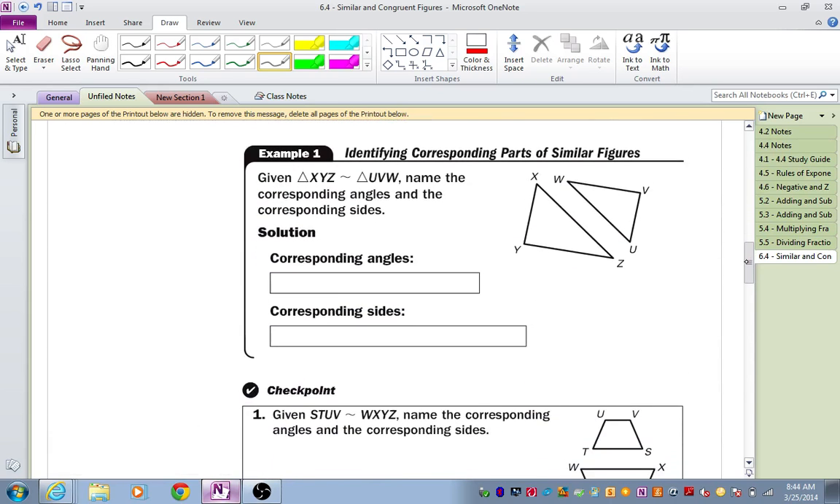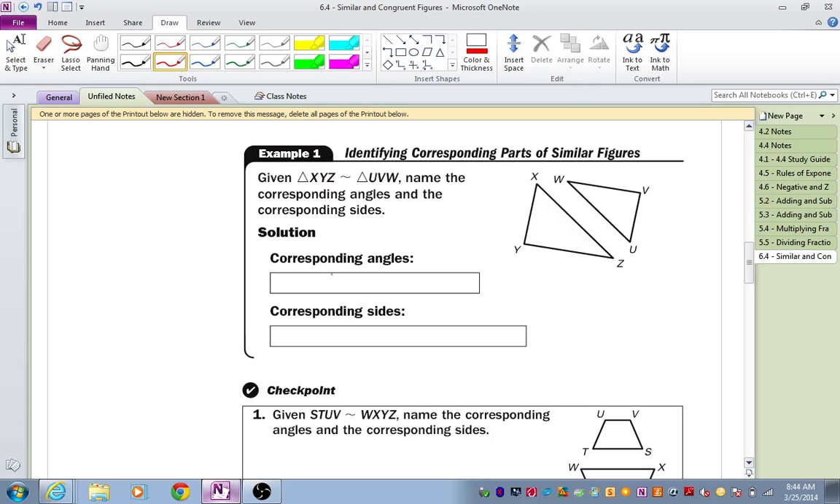Okay, next page. So we have two triangles. It tells us that triangle XYZ is similar to triangle UVW. We want to name the corresponding angles and the corresponding sides. So we're just listing some information here. Now we could go by diagrams. However, that can be tricky sometimes. Sometimes the picture might be flipped. Sometimes the picture might be rotated. So I find it's best to just use the names to help us.